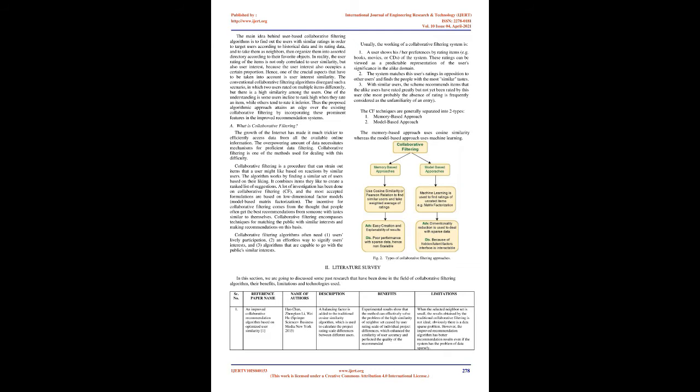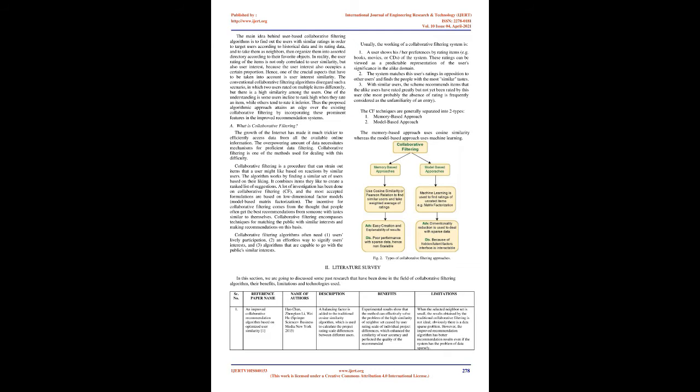1. Hao Chen, Zongken Li, Wei Hu, Springer Science and Business Media, New York 2015. A balancing factor is added to the traditional cosine similarity algorithm, which is used to calculate the project rating scale differences between different users. Experimental results show that the method can effectively solve the problem of the high similarity of neighbor set caused by user rating scale of individual project differences, which enhanced the similarity of user accuracy and perfected the quality of the recommended.